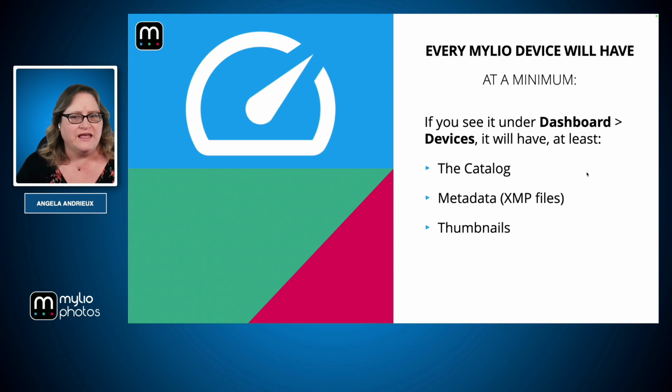So moving on, as you get into setting a sync policy with Mylio, the sync policy being what tells Mylio what to store on every single device, at a minimum, on every device that you see in the dashboard under devices in your Mylio, every single one of those devices is going to have the catalog, which is that database file. It's going to have your metadata, which are those XMP files, and it will have thumbnails.